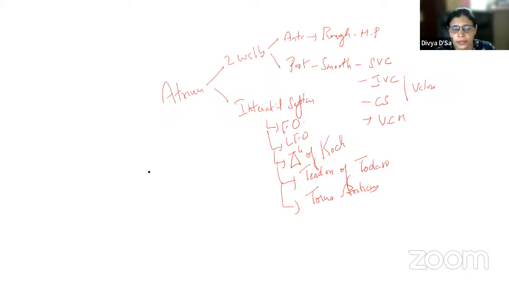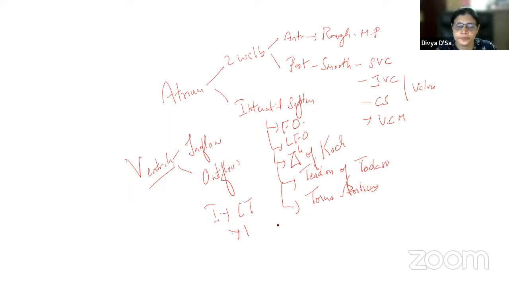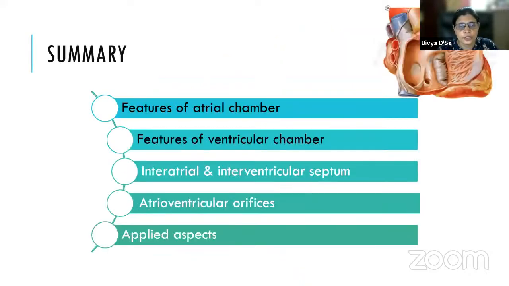For the ventricle, you will write about the inflow part and the outflow part. The inflow part will be rough again. In the inflow part, you have to write about the chordae tendineae, and then the trabeculae carneae, which will show bridges, ridges, and papillary muscles. And you have to explain about it. So these are the things which you should remember.